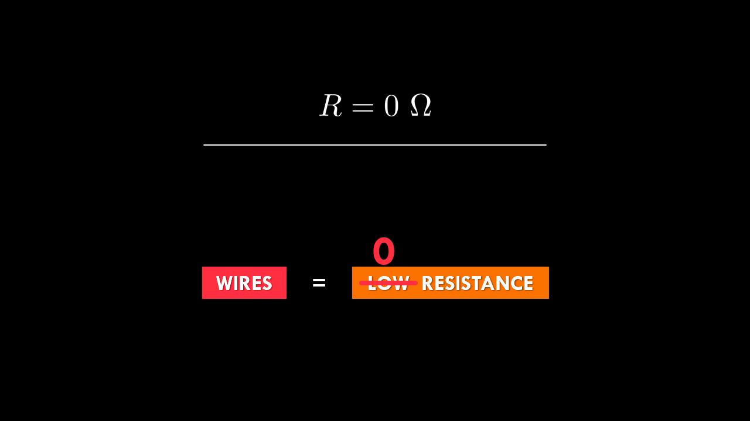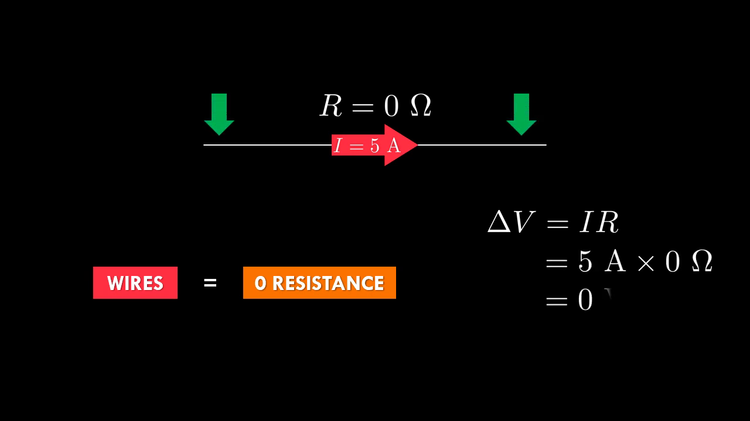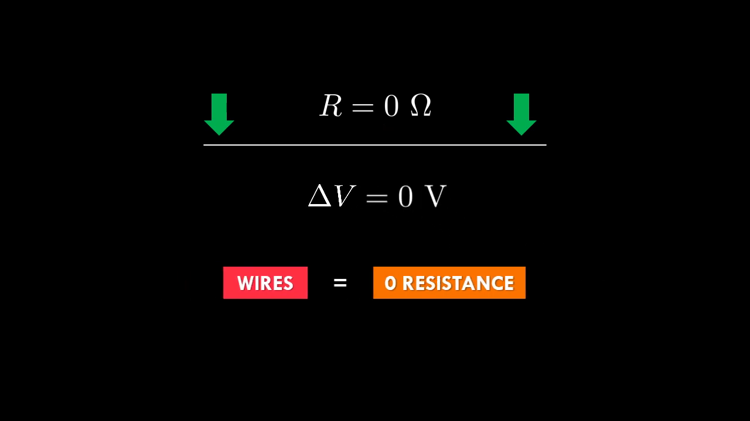Let's say this wire is carrying a current of 5 amperes. Now, we can apply Ohm's law to figure out the voltage difference between the two ends of the wire. And putting in the values, we will get the voltage difference to be 0 volts, since the resistance is 0 ohms. In fact, whatever the current is, 5 amperes, 10 amperes, or whatever, because the resistance is 0, we will always have 0 volt voltage difference between the two ends of the wire.